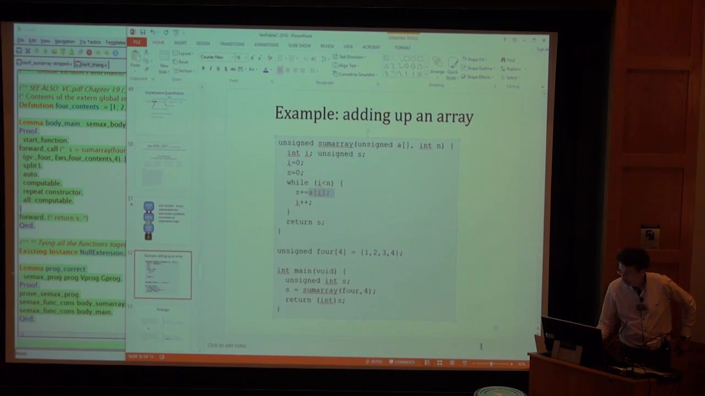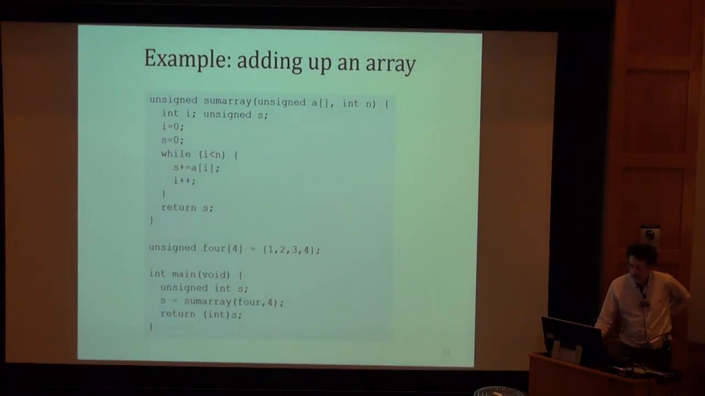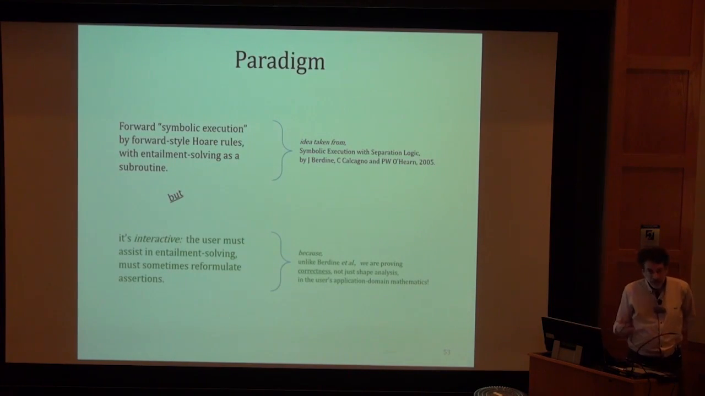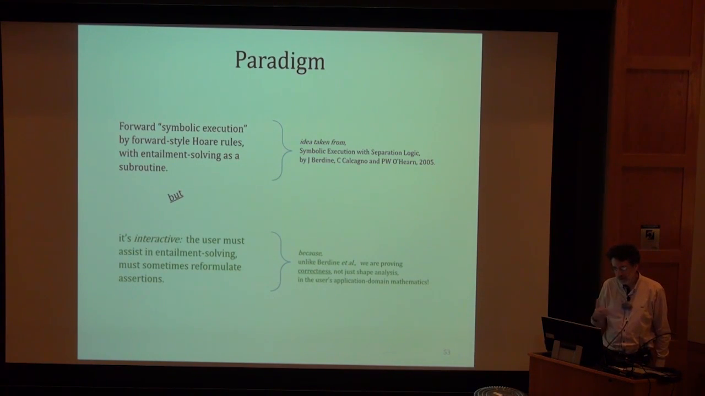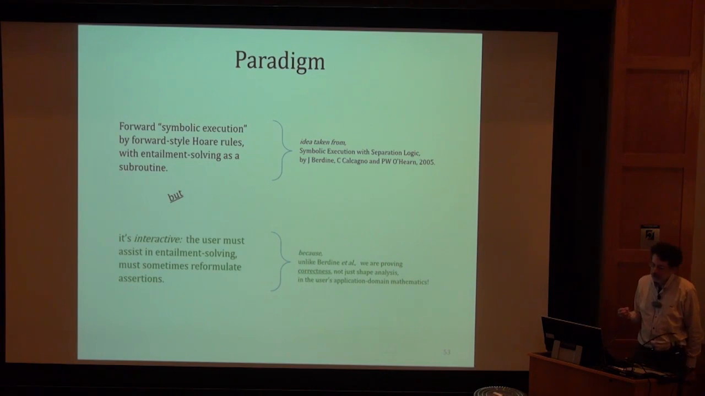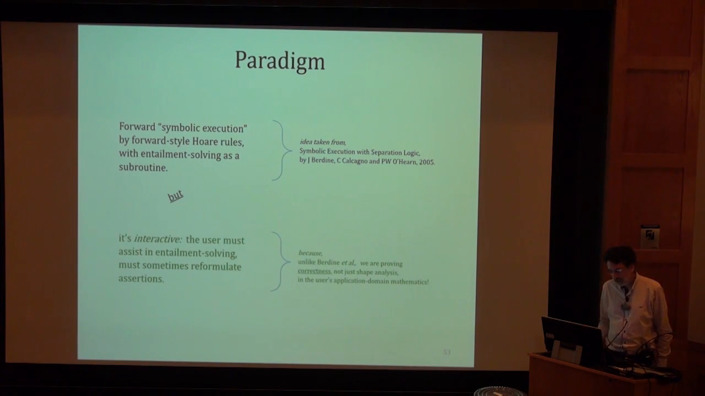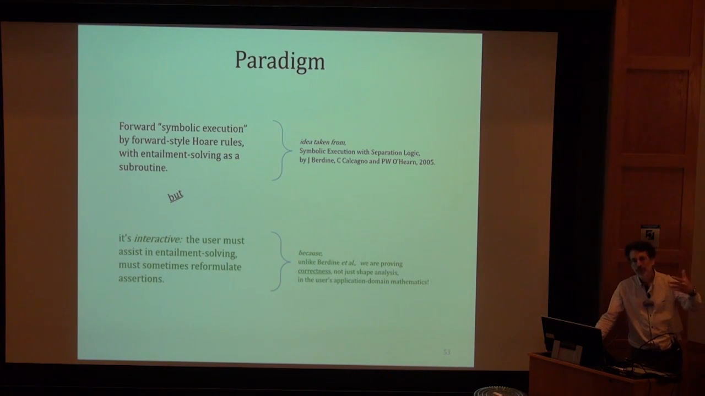So back to here. The very first part of this lecture was, what is the program logic? But now the next question is, how do you apply the program logic to the program? And you can do Hoare logic proofs in all sorts of ways. You can do backward Hoare logic proofs by starting at the end of your function and applying weakest precondition rules. You can do forward Hoare logic proofs. In separation logic, it's usually more convenient to do forward proofs, because then you don't get so many magic wand operators. And so we'll do forward symbolic execution using forward style separation Hoare rules with entailment solving as a subroutine.